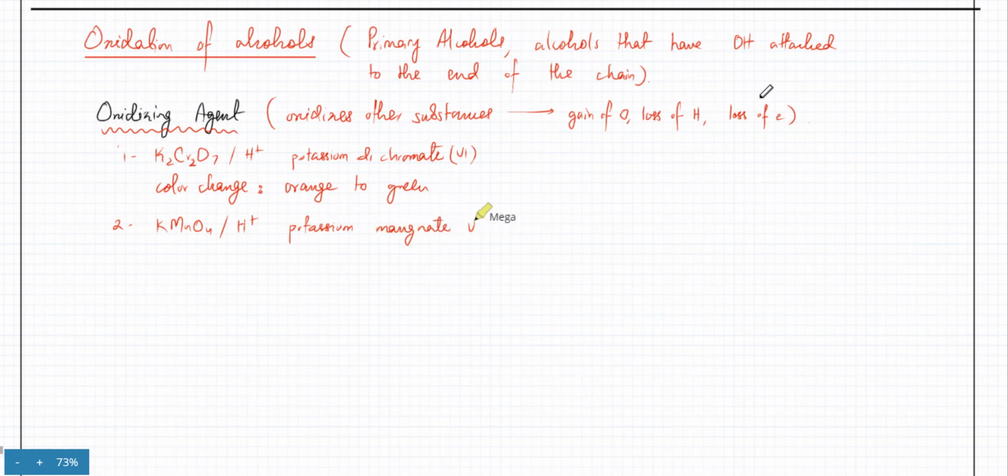It's known as potassium manganate 7. Now, potassium manganate 7, the color change for potassium manganate 7 is going to be from purple to colorless.